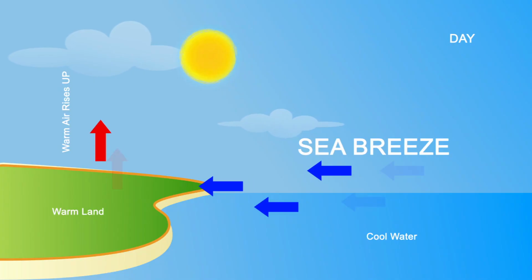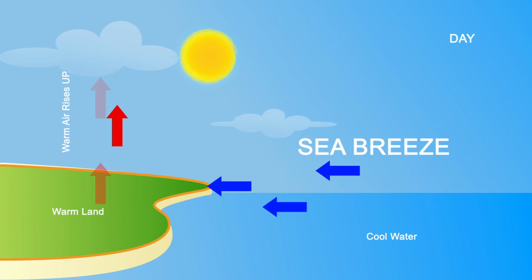To receive the cooler sea breeze, the windows of the houses in the coastal areas are made to face the sea.